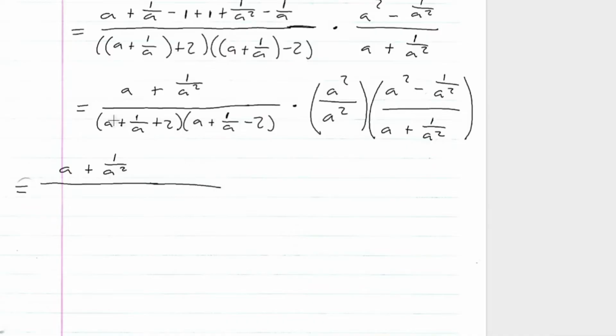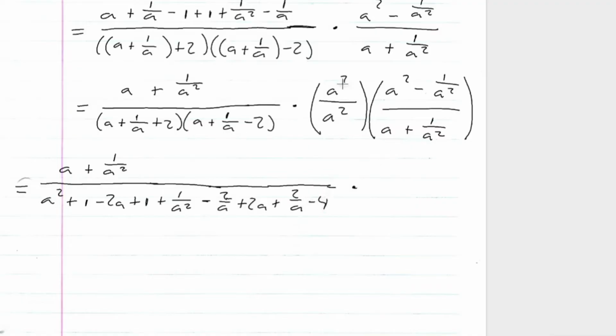All right, and this is equal to, so we're going to have a plus 1 over a squared up here over, so I'm going to go ahead and multiply this out. A times a is a squared. A times 1 over a is 1. A times negative 2 is minus 2a. 1 over a times a is plus 1. 1 over a times 1 over a is plus 1 over a squared. 1 over a times negative 2 will be negative 2 over a. 2 times a is plus 2a. That'll be plus 2 over a. And then lastly, 2 times negative 2 is minus 4.